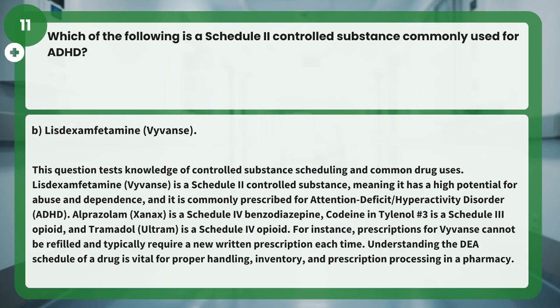Answer B. Lisdexamfetamine, Vyvanse. This question tests knowledge of controlled substance scheduling and common drug uses. Lisdexamfetamine, Vyvanse, is a Schedule II controlled substance, meaning it has a high potential for abuse and dependence, and it is commonly prescribed for attention deficit/hyperactivity disorder, ADHD. Alprazolam, Xanax, is a Schedule 4 benzodiazepine. Codeine and Tylenol No. 3 is a Schedule 3 opioid, and Tramadol, Ultram, is a Schedule 4 opioid.